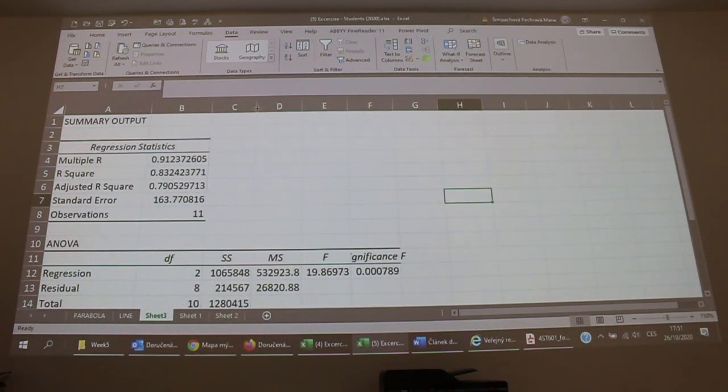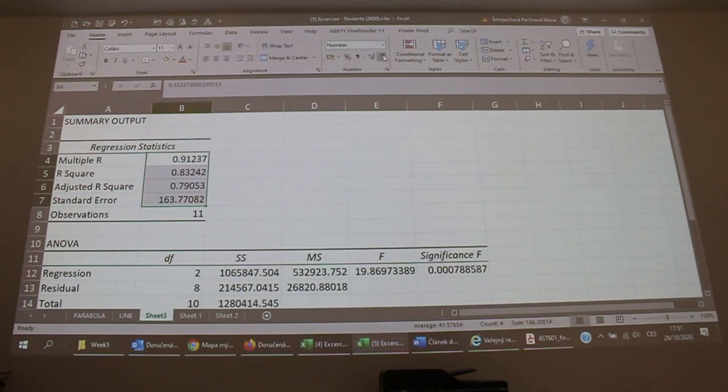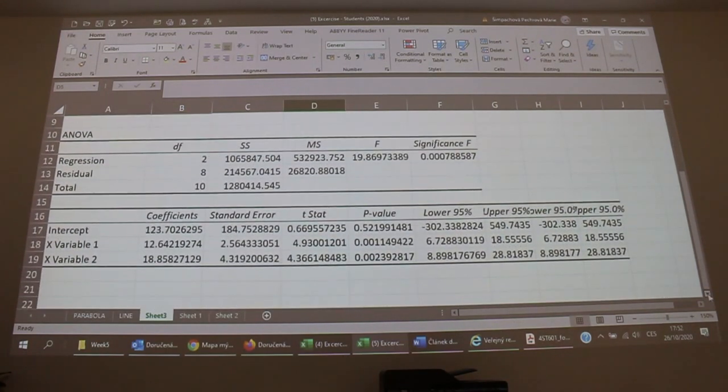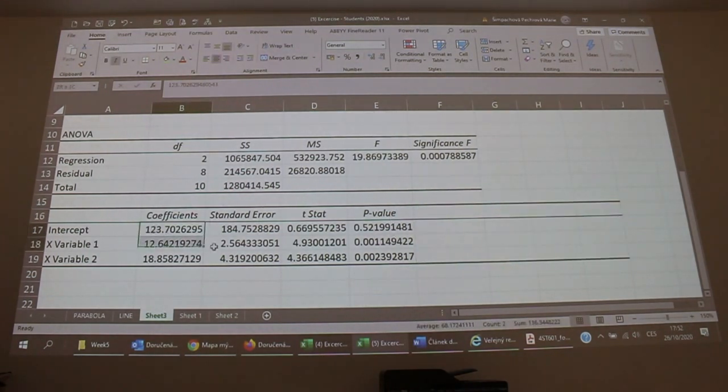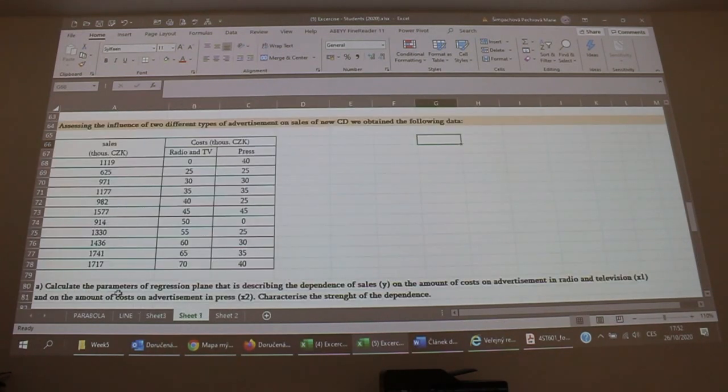So I will use only 4 decimals here in summary statistics and 2 decimals in other statistics. So please wait a second. Okay, summary statistics ready. I will delete what is not necessary for us. Okay, here I will use only 2 decimals here and 2 decimals here. And what was our duty? Calculate the parameters of the regression plane, yes?